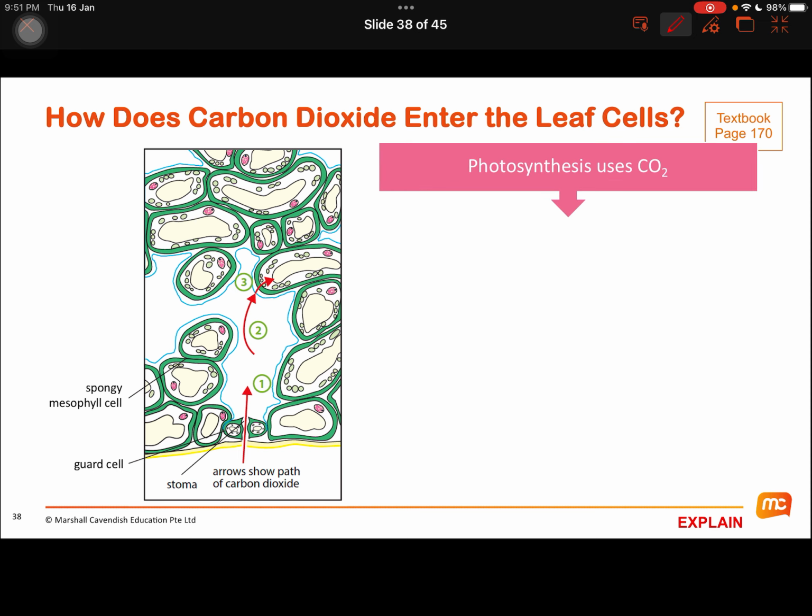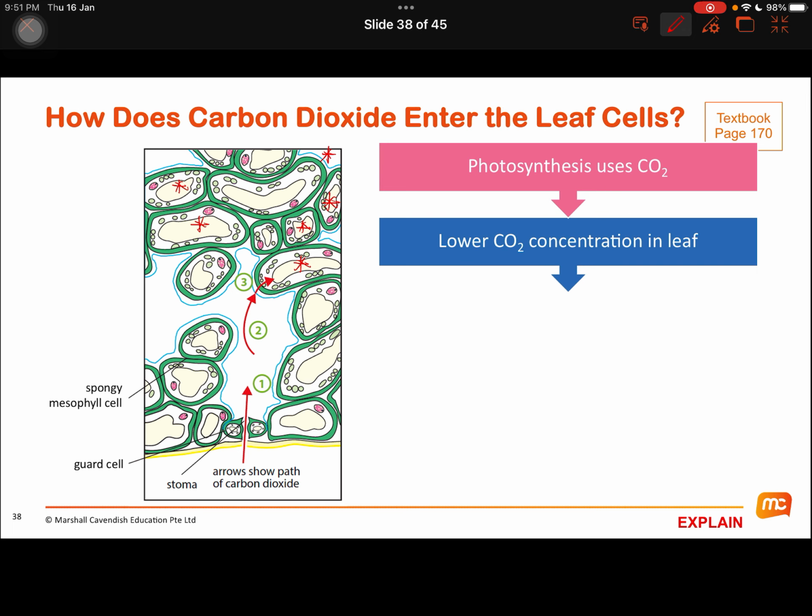Number 1, we need to understand why carbon dioxide enters the leaf. It's because photosynthesis requires carbon dioxide. So when photosynthesis occurs in the mesophyll cell, as indicated by all these asterisks that I'm drawing across the picture, alright, so all these are mesophyll cells. When photosynthesis uses up carbon dioxide, there is a lower concentration of carbon dioxide in the leaf. So I indicate over here, lower CO2 concentration in leaf.